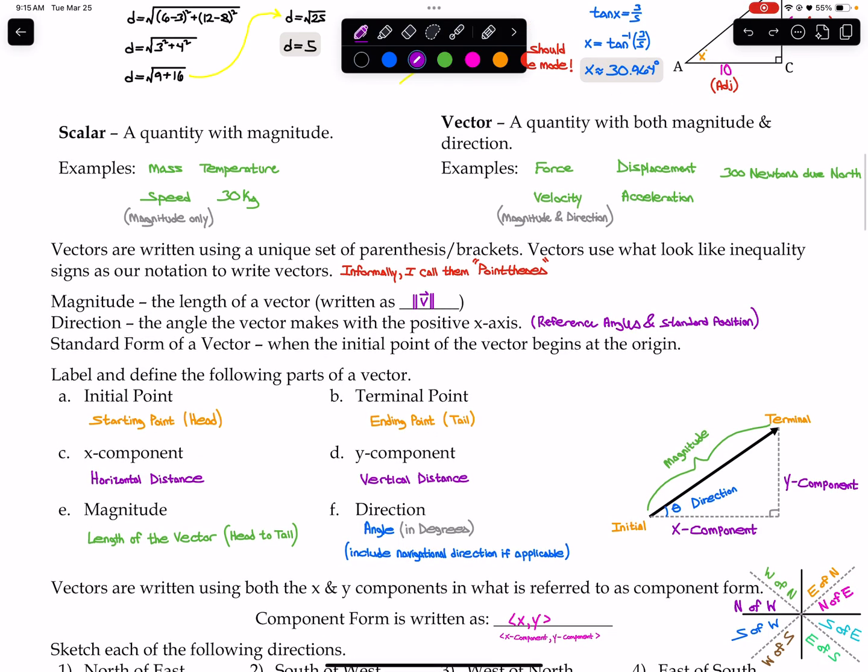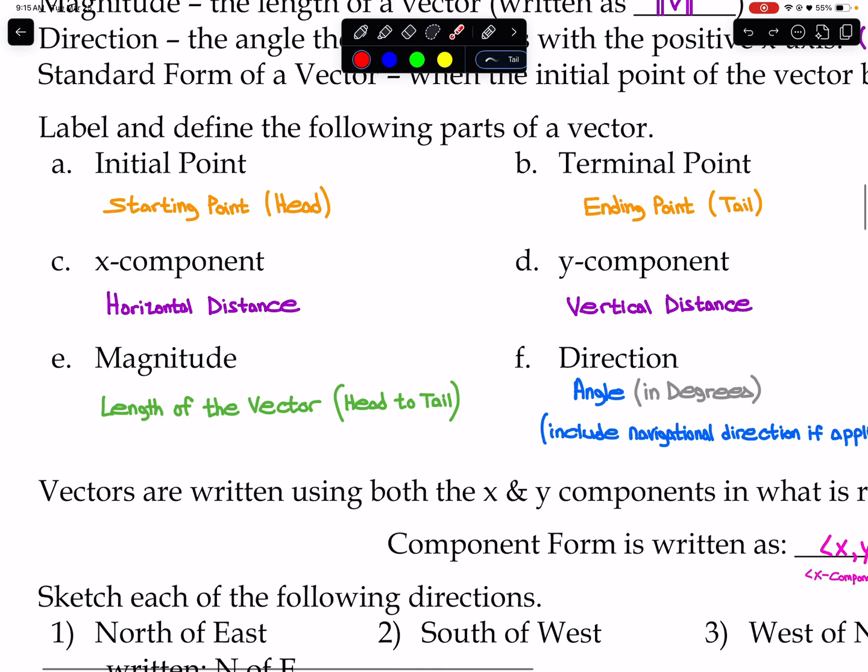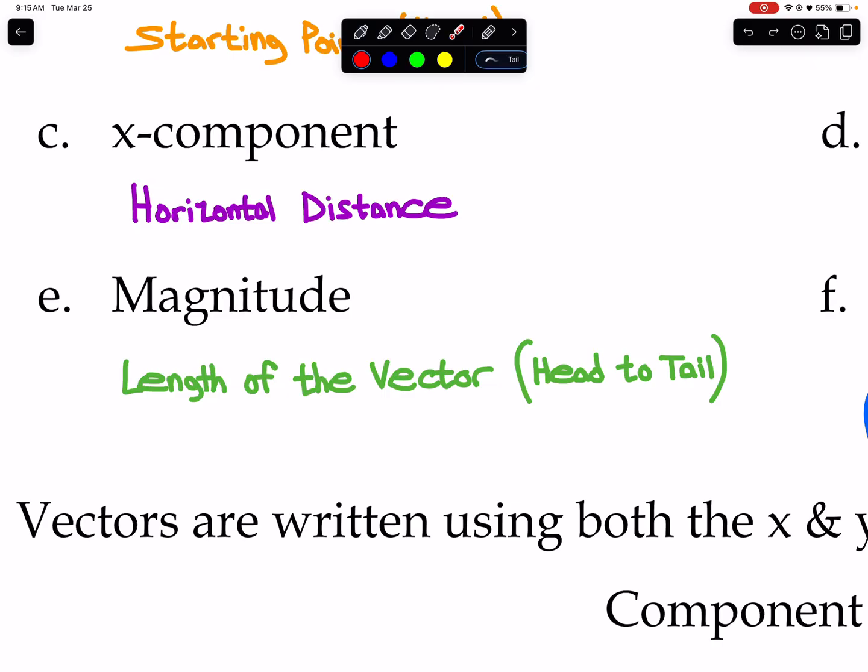So looking at the components of a vector, we're going to have what we call the initial point, which is where it starts. We have a terminal point, which is the ending point, which we can also refer to as the tail. And then we have the two components of a vector. We have the x component, which represents the horizontal distance. Then we have the y component, which represents your vertical distance. And then the magnitude is the length of the vector. So this is where you may need to do distance formula.